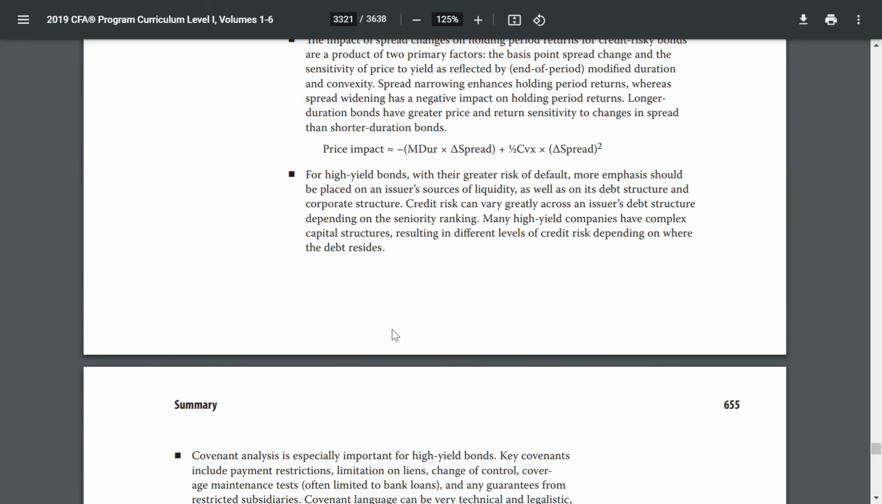Okay. For high yield bonds with their greater risk of default, more emphasis should be placed on the issuer's sources of liquidity as well as its debt structure and corporate structure. Credit risk can vary greatly across the issuer's debt structure depending on the seniority ranking.